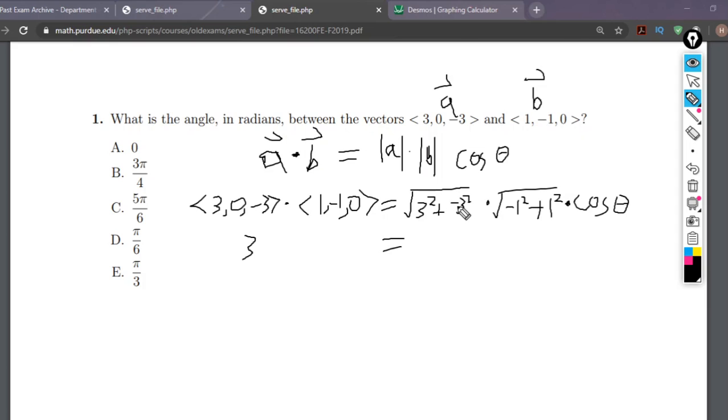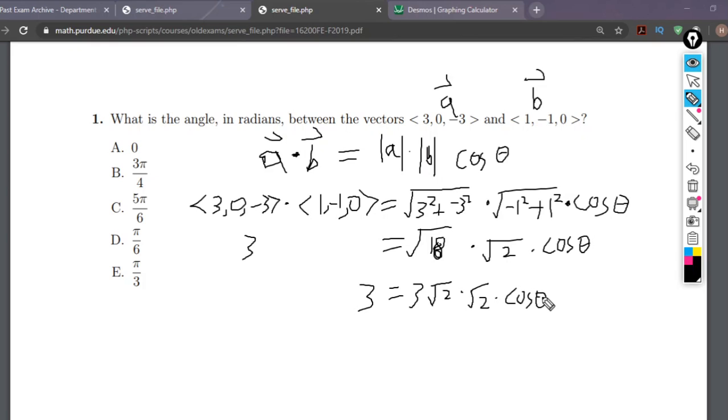And then we have 9 and 9 will be 18, root 18 here, times root 2, times the cosine of theta. Here 18 is 9 times 2, and root 9 will be 3. So this equals 3 root 2 times root 2 times cosine theta. We can cancel out 3 on both sides, and root 2 times root 2 is 2. So 1 equals 2 cosine theta. Divide by 2 on both sides: cosine theta is a half, and from the unit circle, or anywhere you like, you should be able to get that theta is pi over 3.